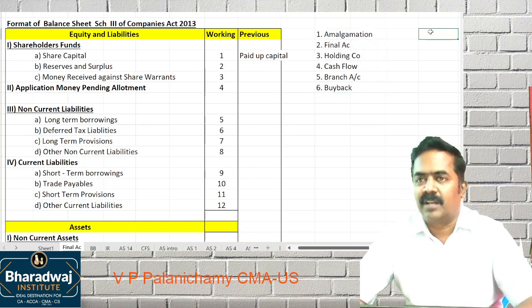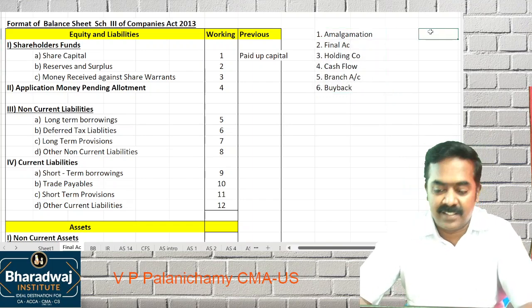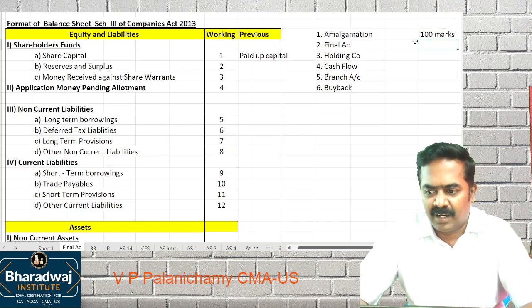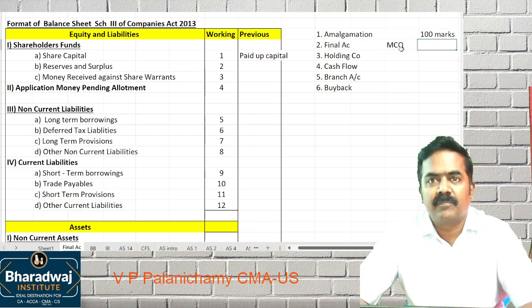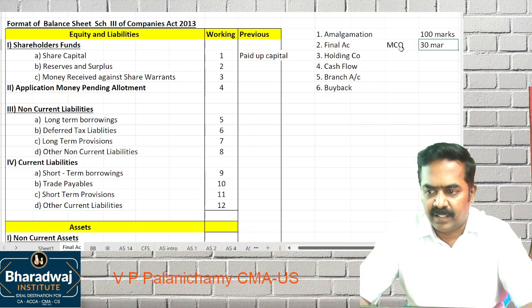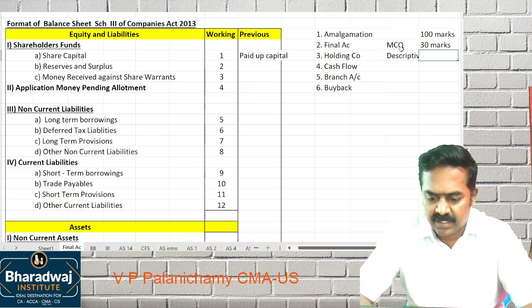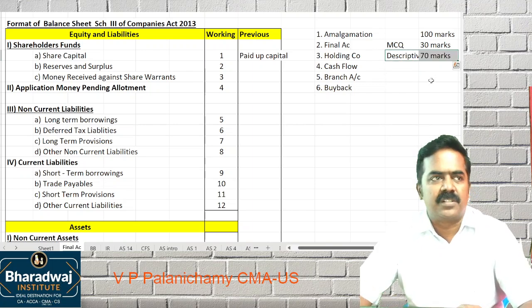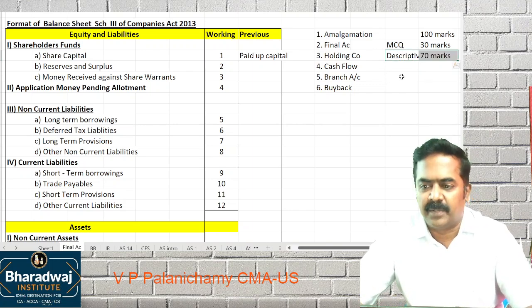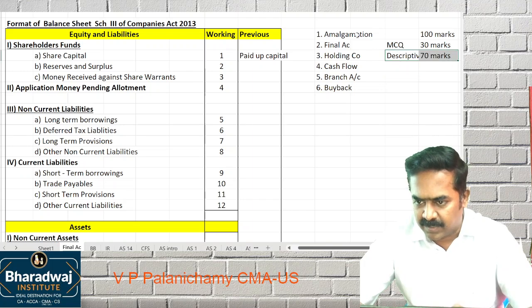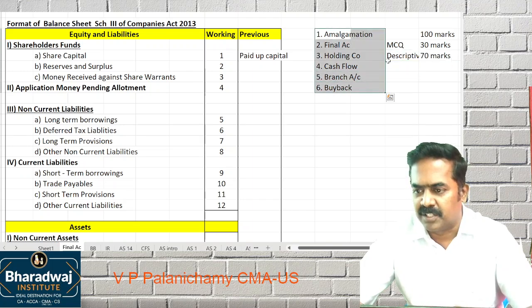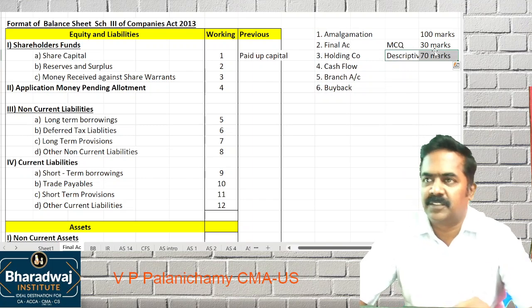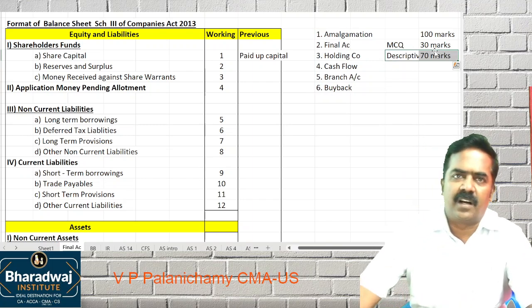What is your total mark that you have to write the exam? 100 marks. What is the multiple choice question component? 30 marks. Then, how many descriptive marks do you have to write? 70 marks you have to write. Including choice, you'll have around 2 questions of choice. In the 70 marks, if you are thorough in these chapters, you'll be able to write for about 50 to 60 marks. Then accounting standards for another 40 marks.